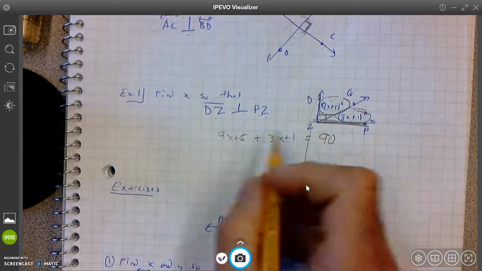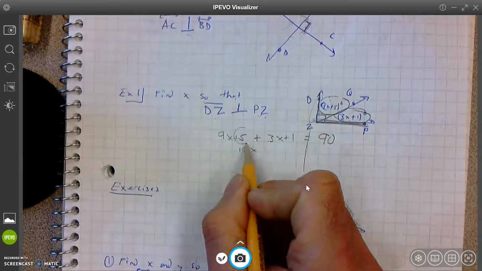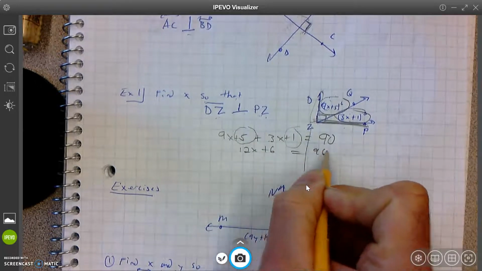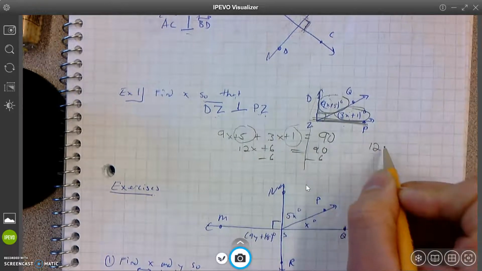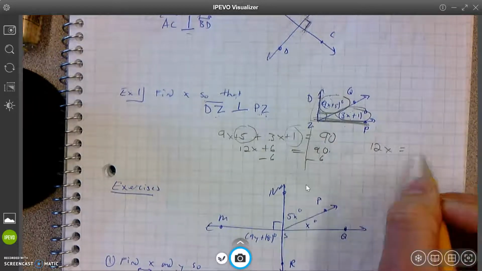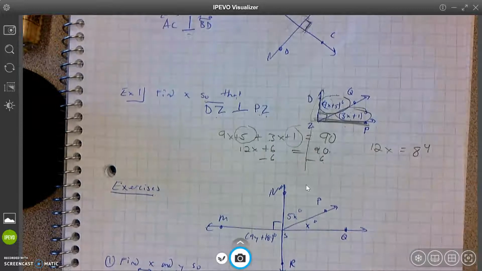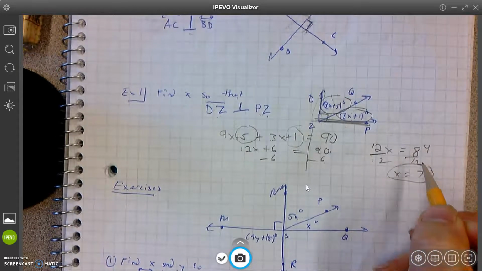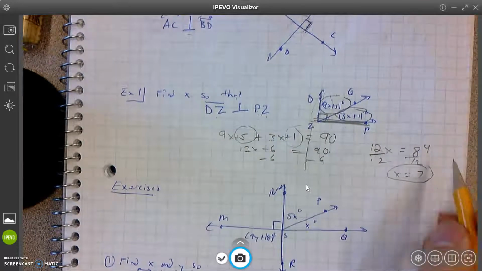Now I just solve. 9x plus 3x is 12x, combining like terms. 5 plus 1 is 6. Subtract 6, subtract 6. 12x equals 90 minus 6, which is 84. Divide by 12. 84 divided by 12 is 7. Is that what I have to do? I have to plug in or anything? No. It just says find x. Okay, I found x is 7.